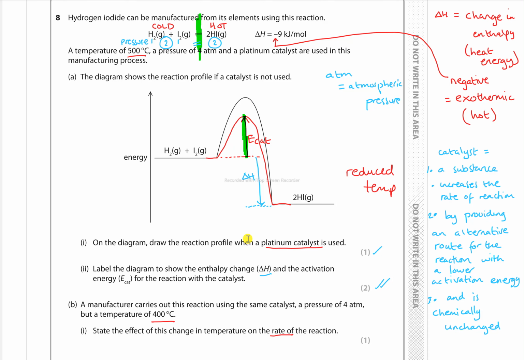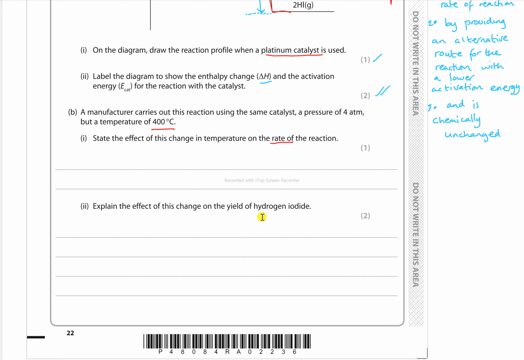If you reduce the temperature, what will happen is it will reduce the rate of reaction. It's only one marker. Reduce the rate of reaction. Why? Why does it reduce the rate of reaction? Because there's less energy in the particles. There's less kinetic energy, but they've not asked us for that. Explain the effect on the yield.